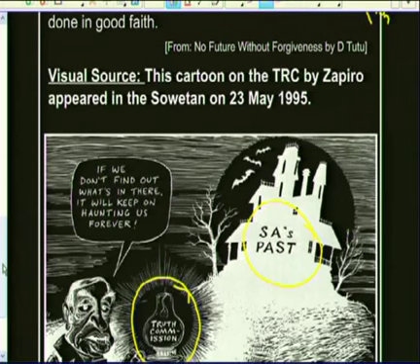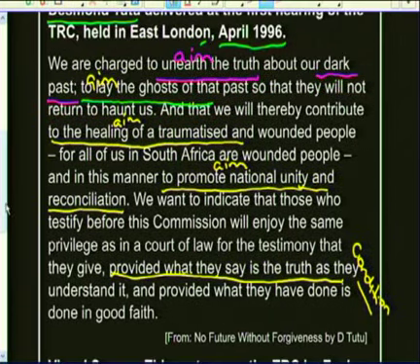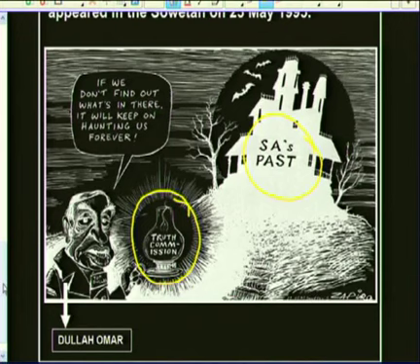The one shows it in a visual form. And then Dala Omar says, if we don't find out what's in there, it will keep on haunting us forever. And that is exactly what Bishop Tutu said as well. He said, if we don't unearth the truth, if I can go back, he says here, to lay the ghosts of that past so that they will not return to haunt us. So already you can see that these sources are exactly the same. They're just represented in a different format. So those are the two sources that you will be working with.